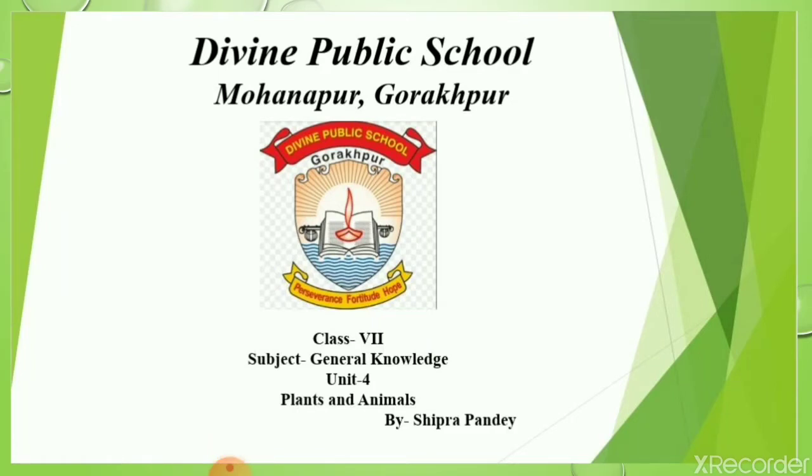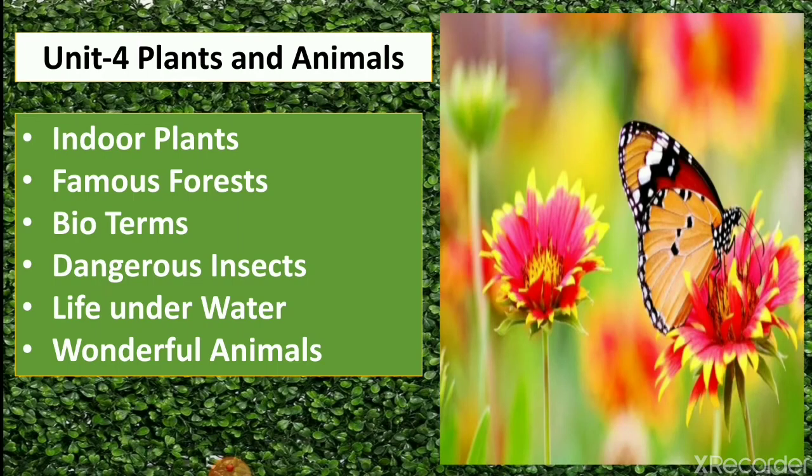Students, today we will study general knowledge of class 7th, in which we will study unit 4th, that is plants and animals. So let's have a look at what we are going to study in this unit. In this unit we will study about plants and animals in the following topics: indoor plants, famous forests, biomes, dangerous insects, life underwater, and wonderful animals.